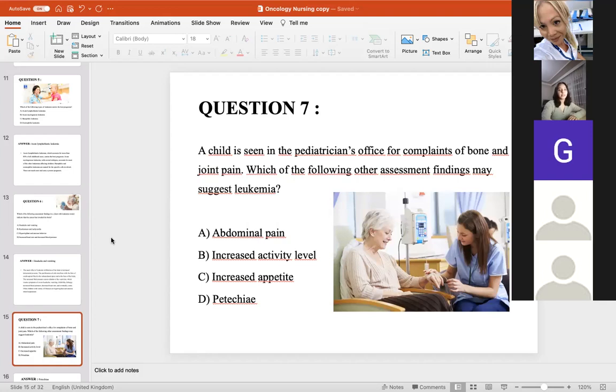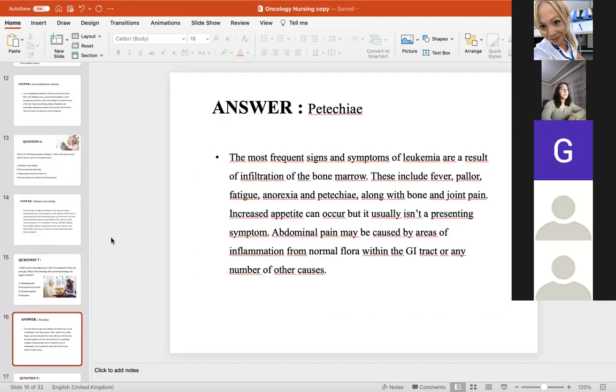Answer is petechiae. The most frequent signs and symptoms of leukemia are a result of infiltration of the bone marrow. These include fever, pallor, fatigue, anorexia, and petechiae, along with bone and joint pain. Increased appetite can occur, but it usually isn't a presenting symptom. Abdominal pain may be caused by areas of inflammation from normal flora within the GI tract or any number of other causes.